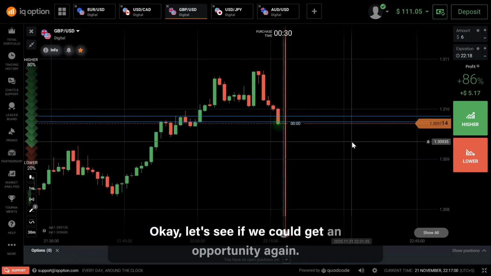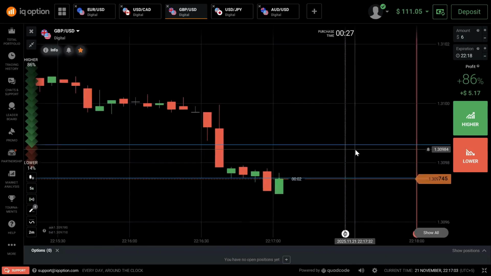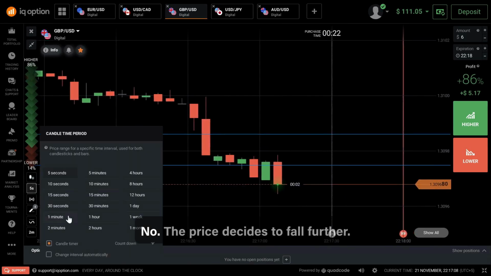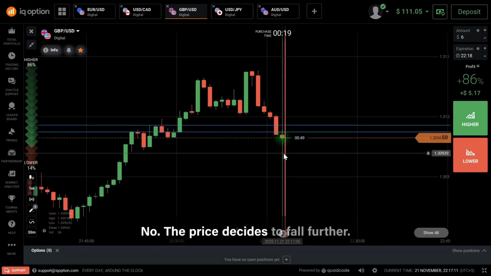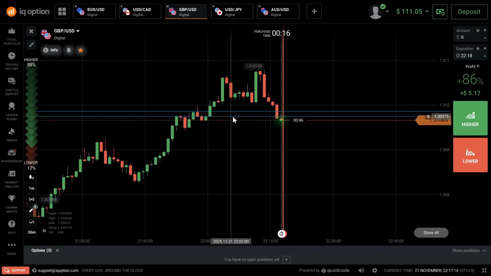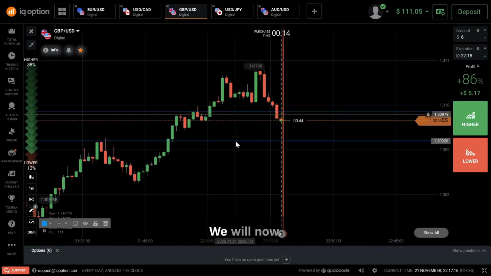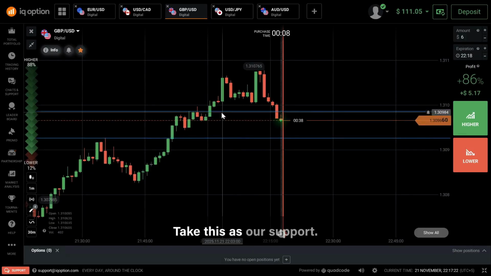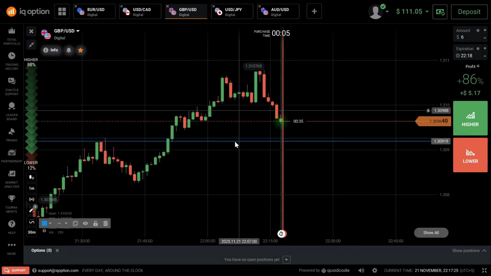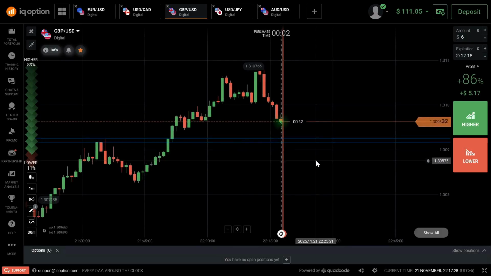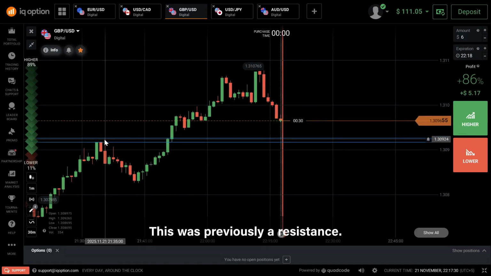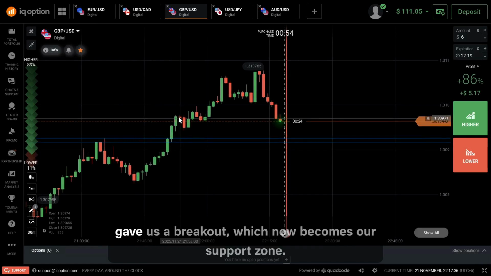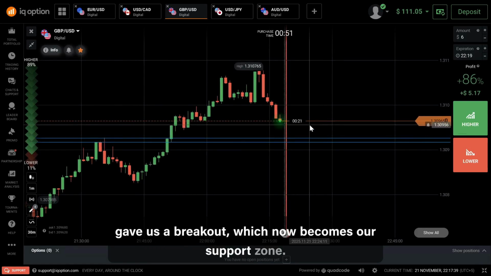Okay, let's see if we could get an opportunity again. No, the price decides to fall further. We will now take this as our support. This was previously a resistance. The price hit the resistance zones, retraced back, and then gave us a breakout, which now becomes our support zone.